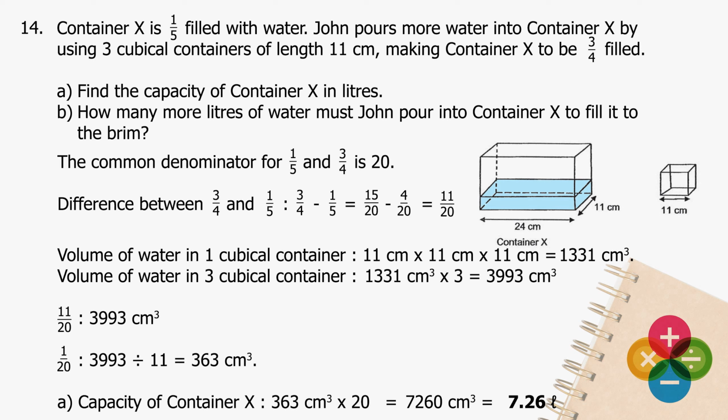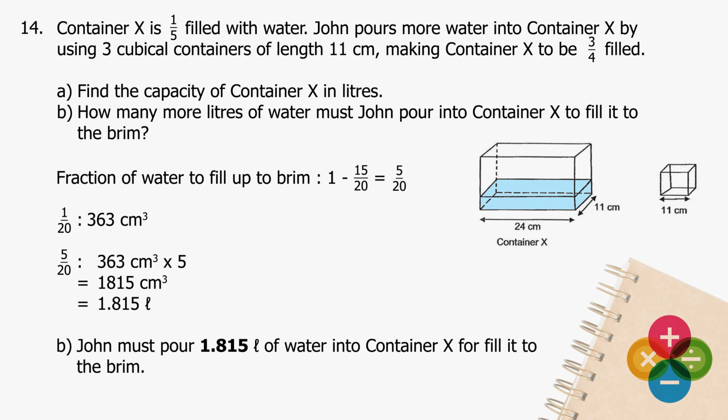Convert 7,260 cm³ to liters will be 7.26 liters. A. The capacity of container X is 7.26 liters. The fraction of water needed to fill up to brim will be subtract 15/20 from 1, and the difference is 5/20.